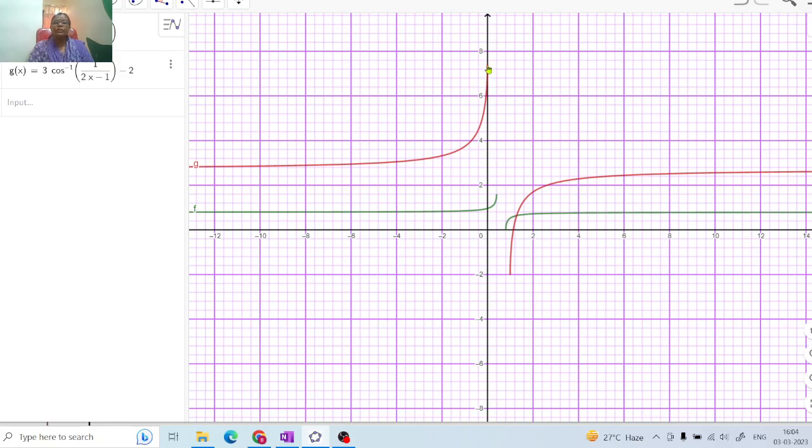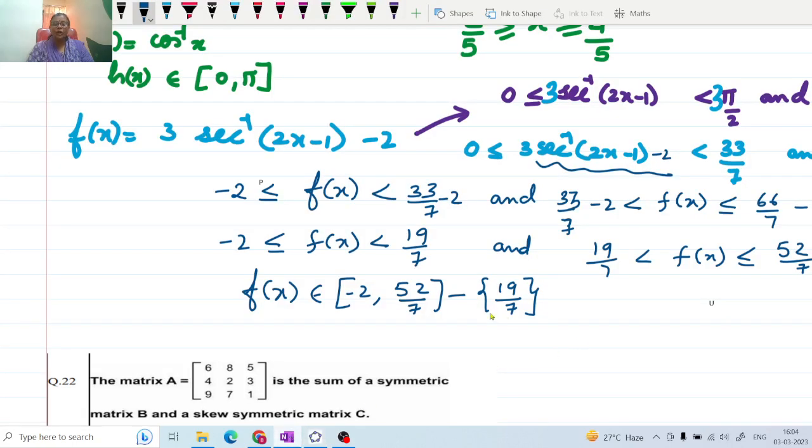That's the value of 52 on 7, and then 19 on 7. 19 on 7 is very close to 21 on 7, that is very close to 3. So you find that if you draw a line parallel to the x-axis, that is y equal to 3, it will not intersect the curve. So the range of this function is minus 2 to 52 upon 7, but not 19 on 7. I think this part has been made clear.